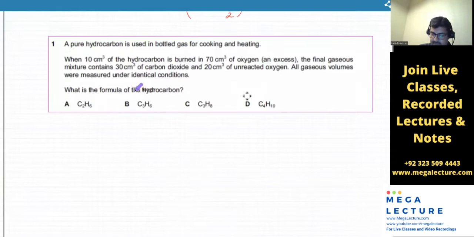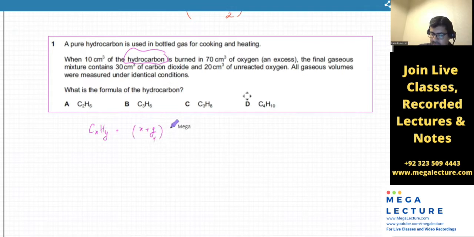They're saying that there's a hydrocarbon, and that hydrocarbon is undergoing combustion. So let's call that CXHY. We don't know what this hydrocarbon is. So I'm going to write down the equation. I know that it burns, and the equation for its combustion is this one. So it's X plus Y by 4 O2, and there is going to be X CO2s and Y by 2 H2Os. So from memory, I know what the equation is.